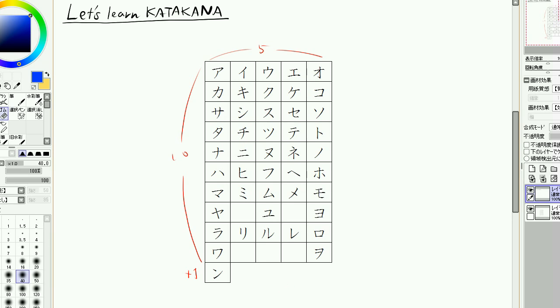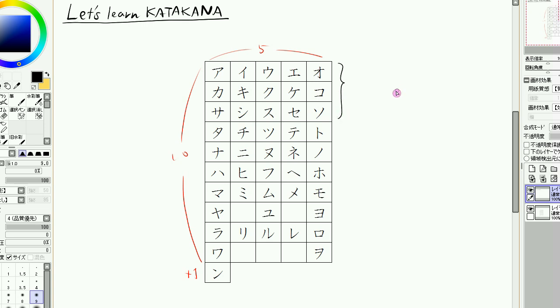But in the previous video, I told you there are more than 50. Well, the reason is there are some variations other than these 46. So that's why I said 50. But don't worry. Basically, these 46 would be enough. So let's start learning. And in lesson number 3, I think we're going to learn only the first 3 rows. How about that? So let's learn 15 katakanas in this video.